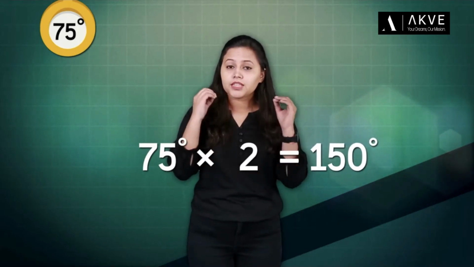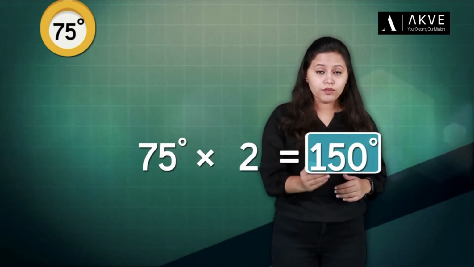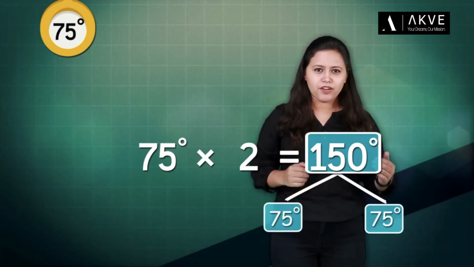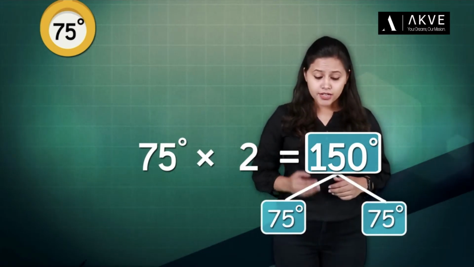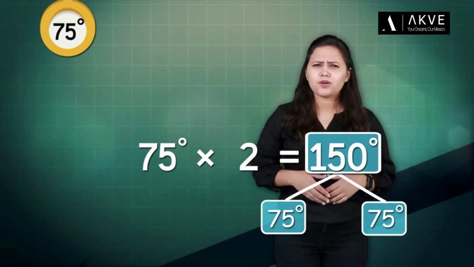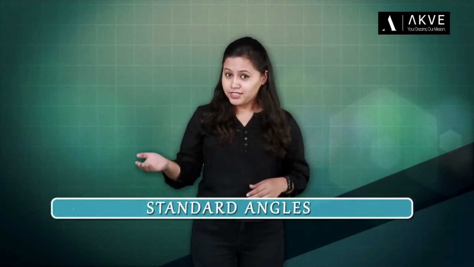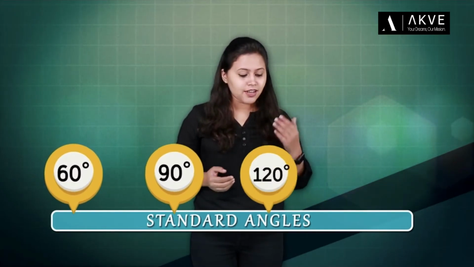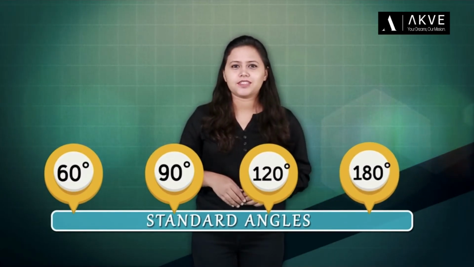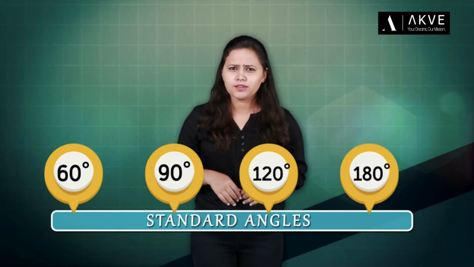Hey, are you done? Great. If not, let's figure it out together. Let's start with a 75 degree angle. So, 75 into 2 is 150. This means if we bisect a 150 degree angle, we get a 75 degree angle. But constructing a 150 degree angle is a bit complicated. The only standard angles known to us are 60 degrees, 90 degrees, 120 degrees and 180 degrees. Is there any other way?